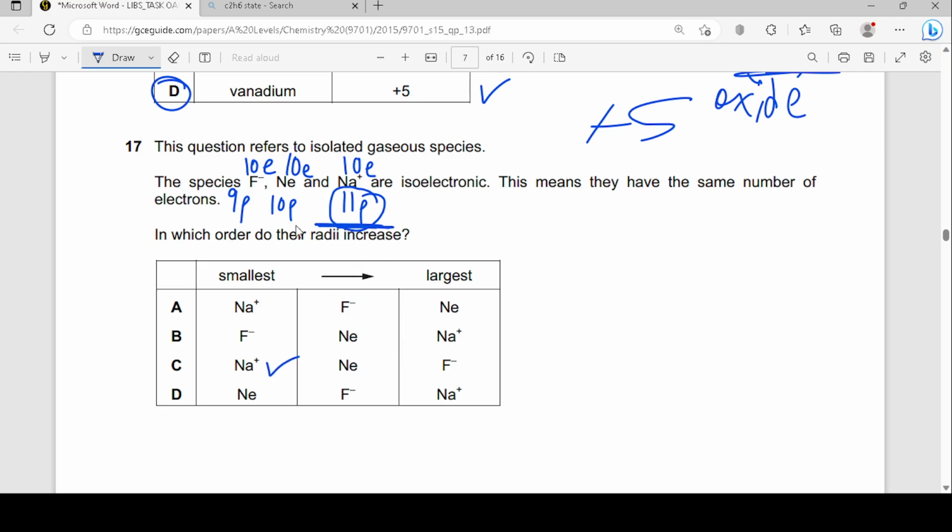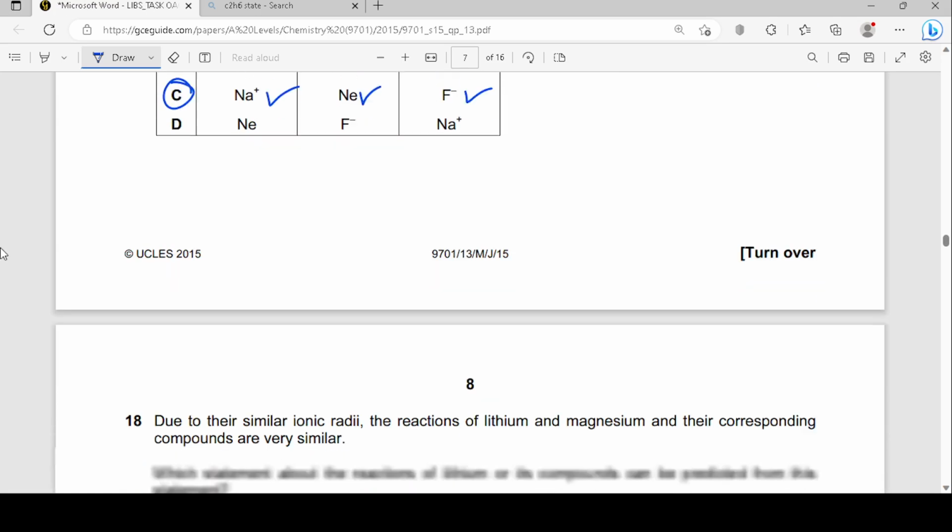I don't know, but if I go in this order, then F- would have the greatest radius, because Ne is not really an ion, right? So I would just say greatest radius out of these three species because it has 9 protons, which is the least number of protons out of 9, 10, and 11. So it has the least nuclear force of attraction. Okay, so F- should have the largest radius, and Ne is in between them. So I'm going to say that C is the correct answer. Hopefully that makes sense. And let's go to the next question.